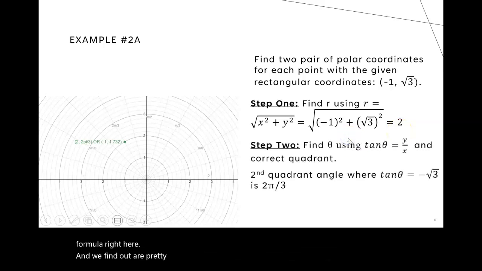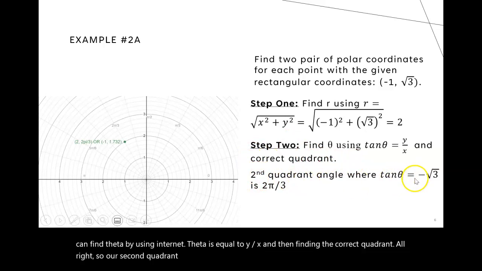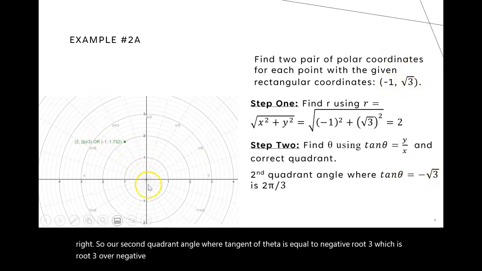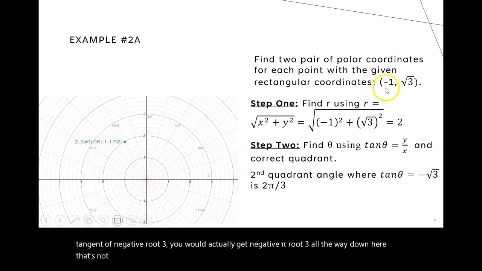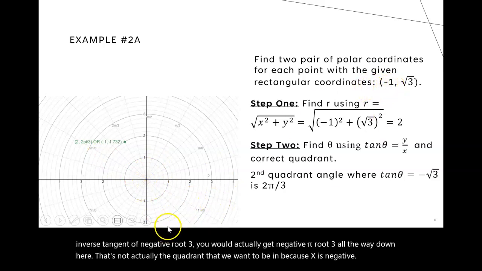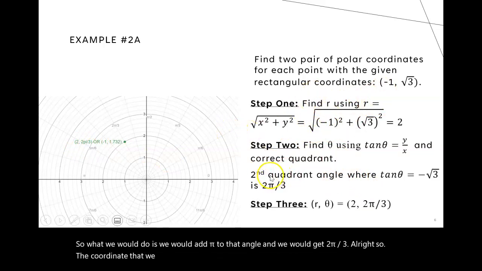Theta can be a little bit more of a challenge. So remember, we can find theta by using tangent of theta is equal to y over x, and then finding the correct quadrant. All right, so our second quadrant angle, where tangent of theta is equal to -√3, which is √3 over -1, is 2 pi over 3. You can remember that from your unit circle. Or if you used inverse tangent of -√3, you would actually get -pi over 3 all the way down here. That's not actually the quadrant that we want to be in because x is negative. So what we would do is add pi to that angle, and we would get 2 pi over 3. All right, so the coordinate that we get is 2 comma 2 pi over 3.